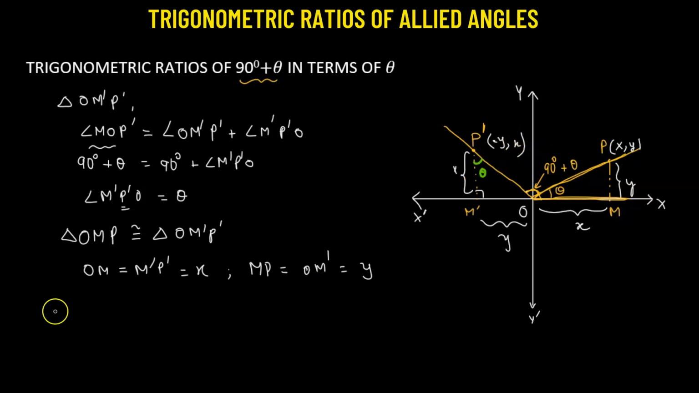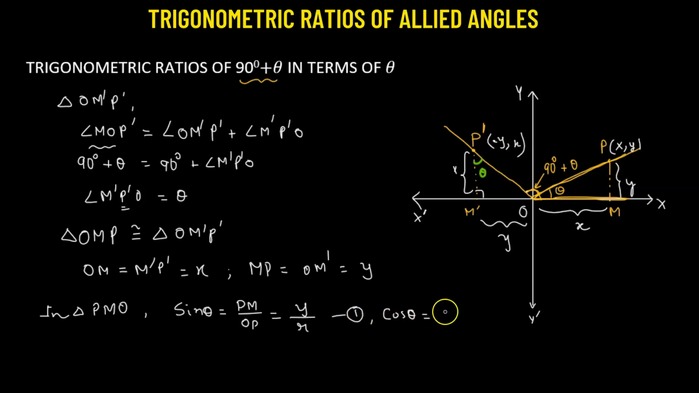So we'll start with first the triangle. In triangle PMO, let's first define sine theta. Sine theta is going to be equal to PM over OP. PM we have already defined as Y, and OP is the radial distance of point P from the origin, that's R, labeled as number 1. Then we have cosine theta. Cosine theta is OM over OP, which will be equal to X over R. So this is going to be number 2. We'll use 1 and 2.